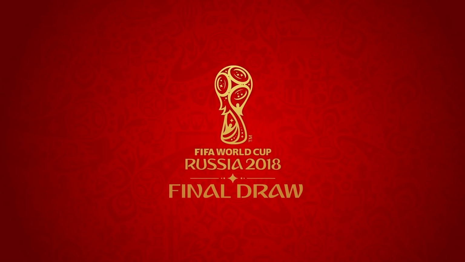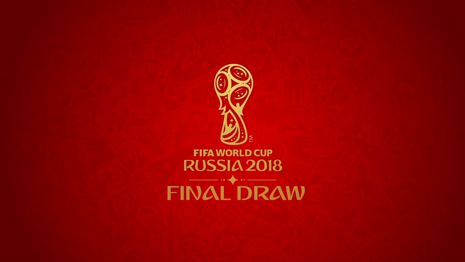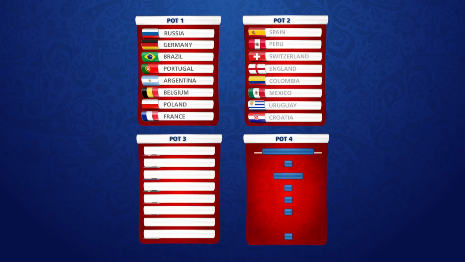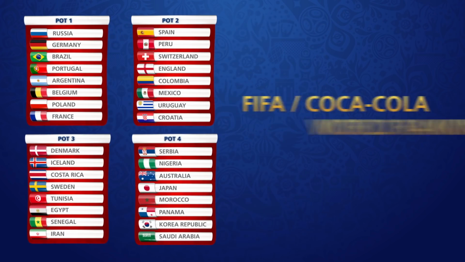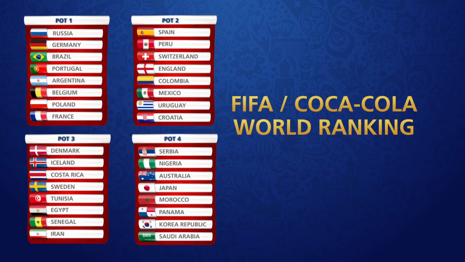Have you ever wondered how the World Cup draw works? Well, we've put together this handy guide for you. 32 teams will join us in Russia, and they've been divided into 4 team pots, with each pot containing 8 of the qualified teams. The allocation of which team goes into which pot is based on ranking.